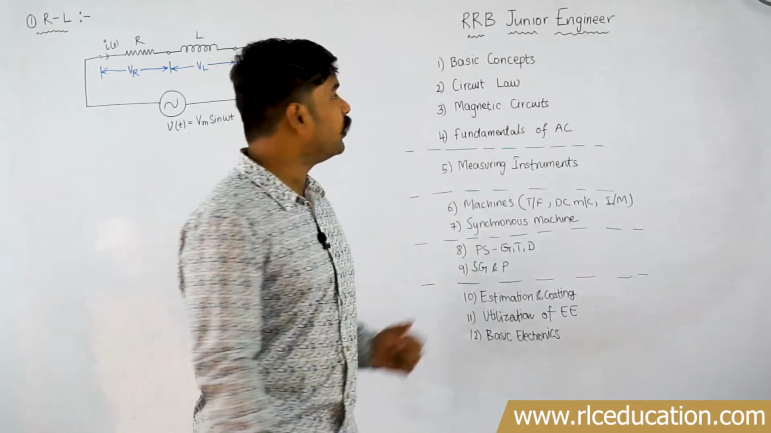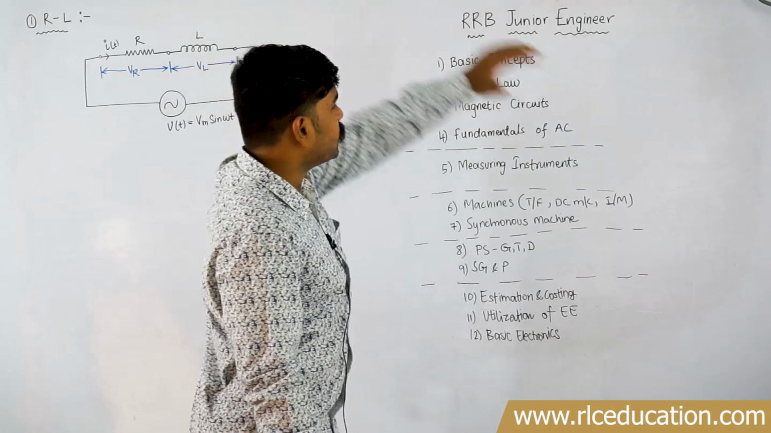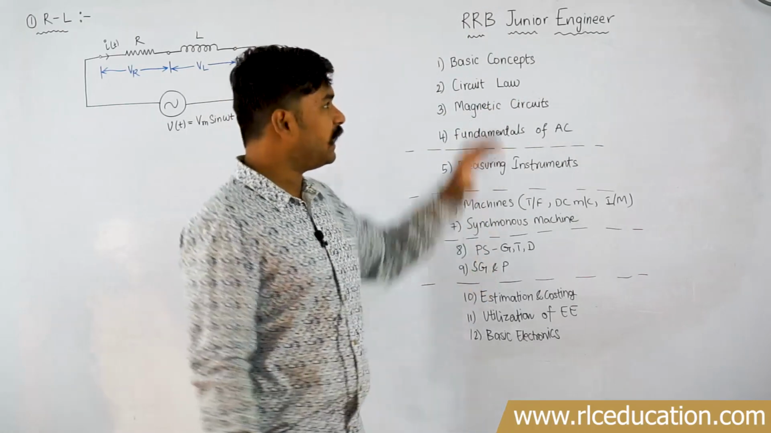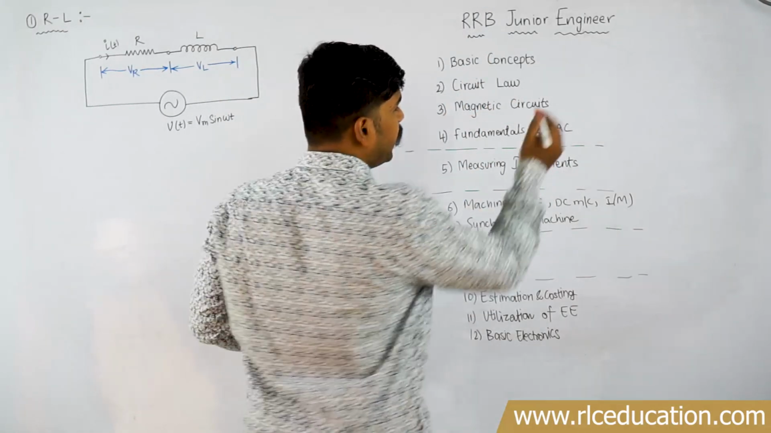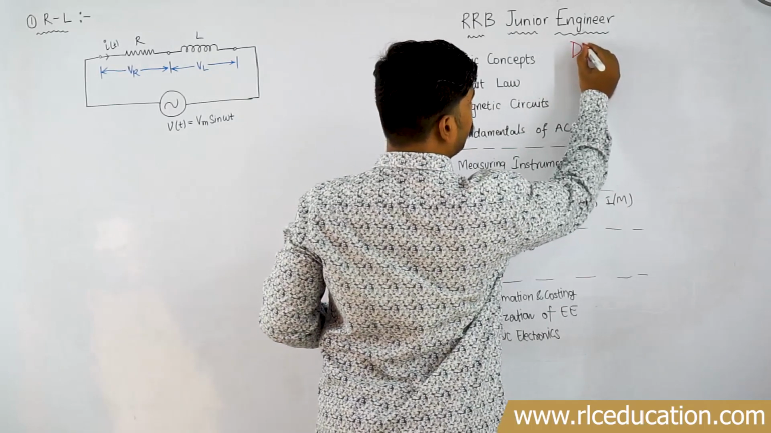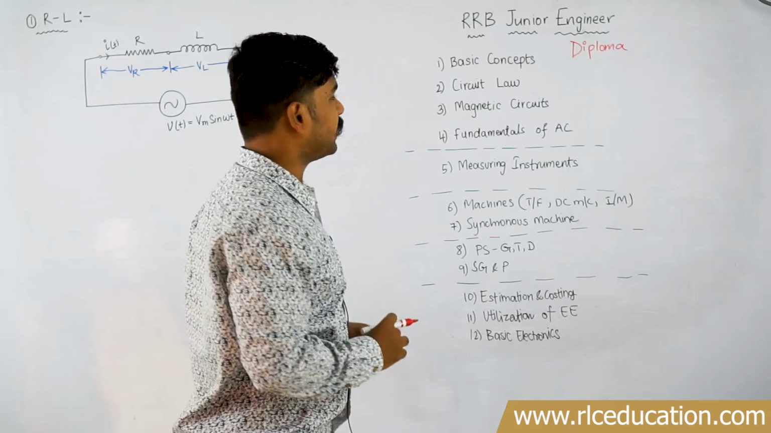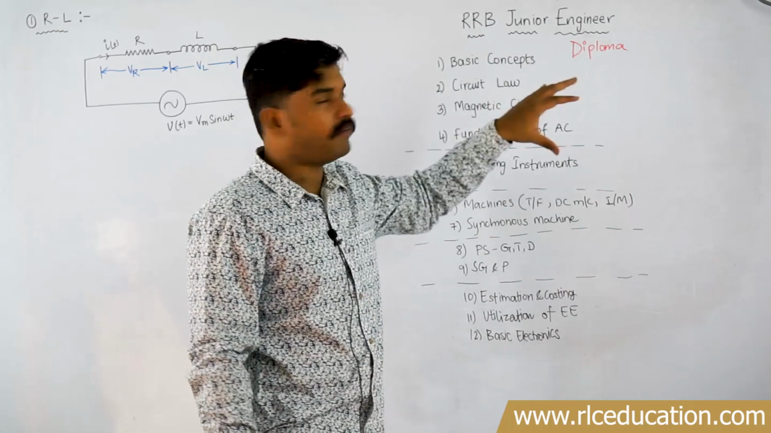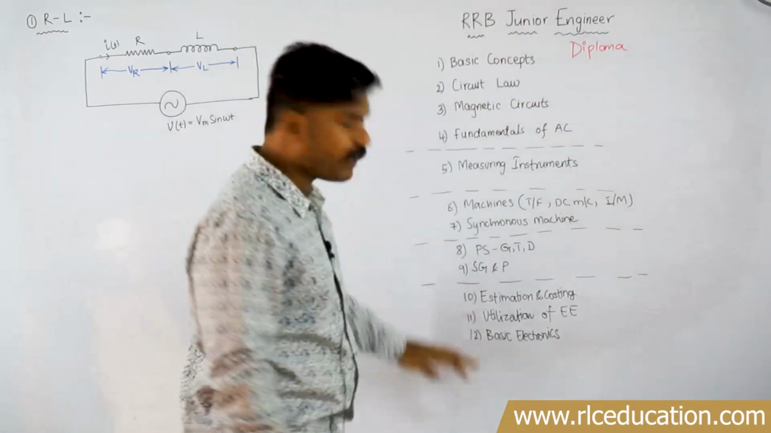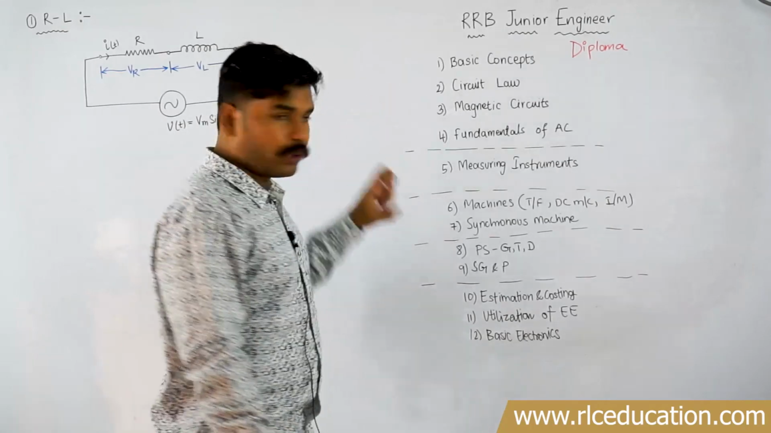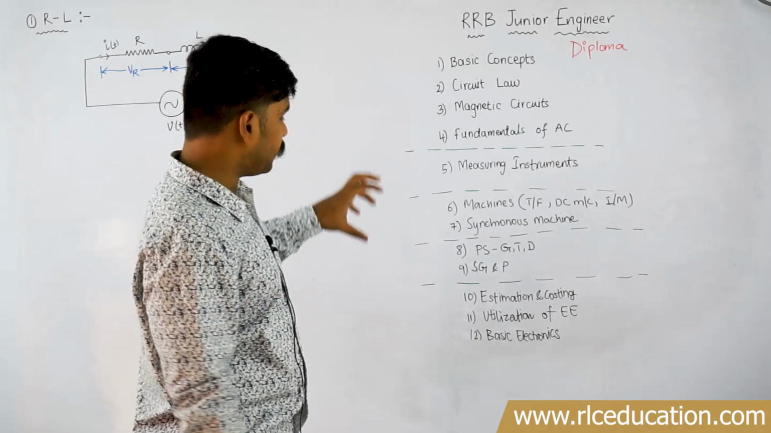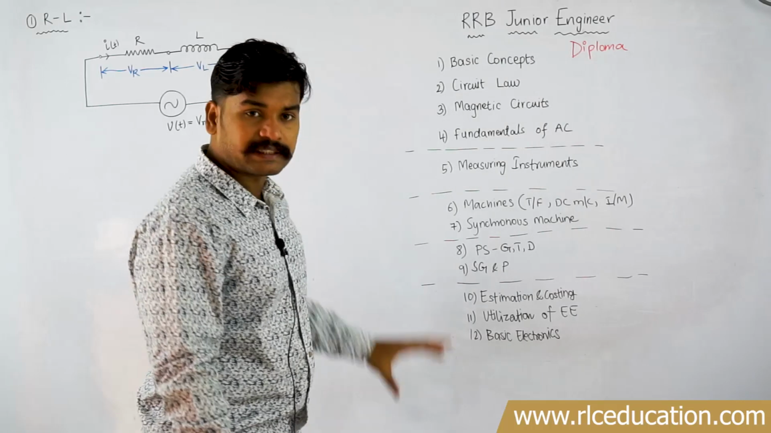Okay, so let us continue. The exam is RRB Junior Engineer, and the level of examination is a diploma level examination. But of course, even engineering graduates are eligible for this exam. Since it is a diploma level examination, your syllabus is also framed on diploma lines only. If you look at the syllabus given on the website, there are 12 parts, or 12 chapters, in the syllabus.